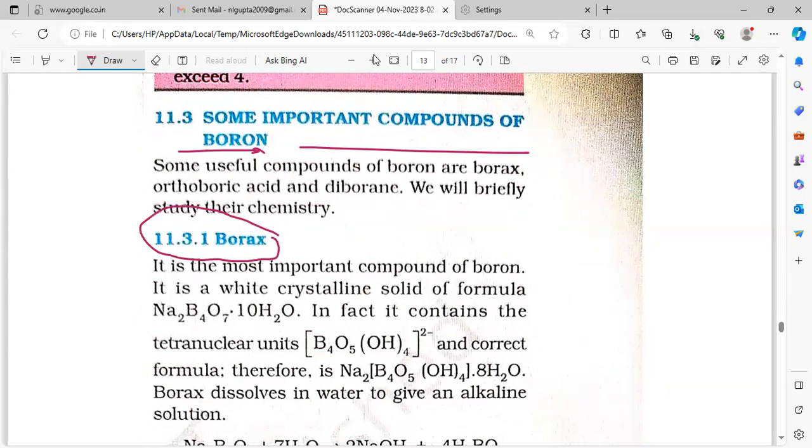Professor, the physics portion was this: gravitation, mechanical properties of solids, mechanical properties of fluids, and thermal properties of matter. Sir, except thermal properties, all are done. Okay, all are done. Good. How is sir finishing the syllabus? I don't know, very fast. Maybe you may not be studying thoroughly, that is why it is getting finished.